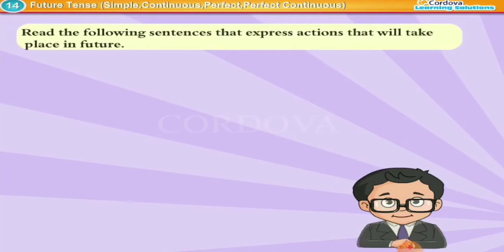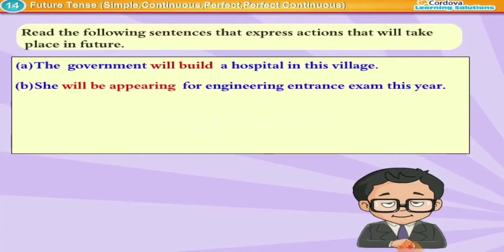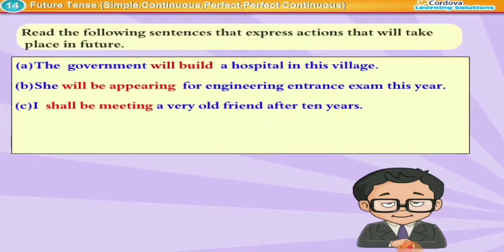Read the following sentences that express actions that will take place in the future. The government will build a hospital in this village. She will be appearing for engineering entrance exam this year. I shall be meeting a very old friend after 10 years.